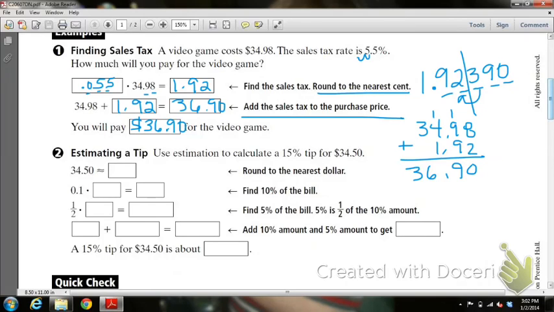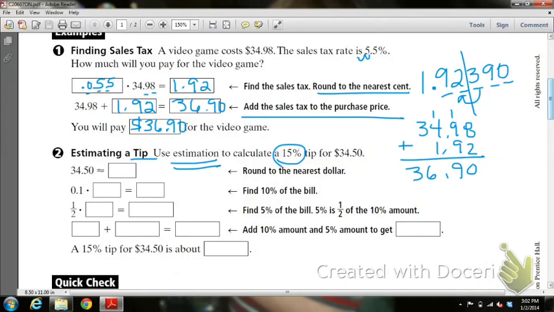Another place that we use percents is when we give somebody a tip. 15% is a standard tip that you leave at a restaurant or for a hair salon or nails or something like that. You always want to leave a tip for the person. So you're going to estimate to calculate the tip, because you don't want to leave somebody a certain number of pennies. You want to just estimate and give them a nice ballpark tip.